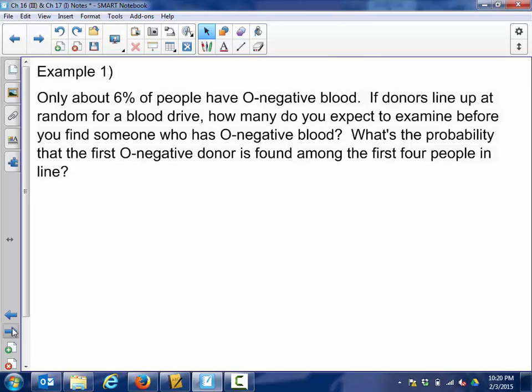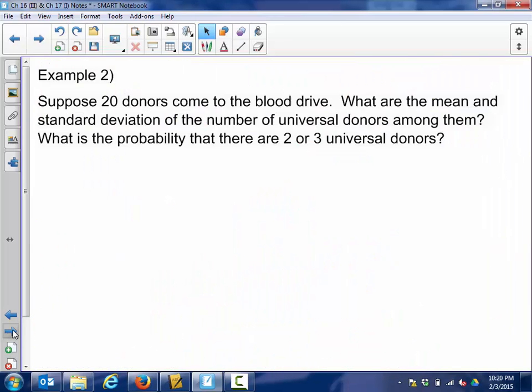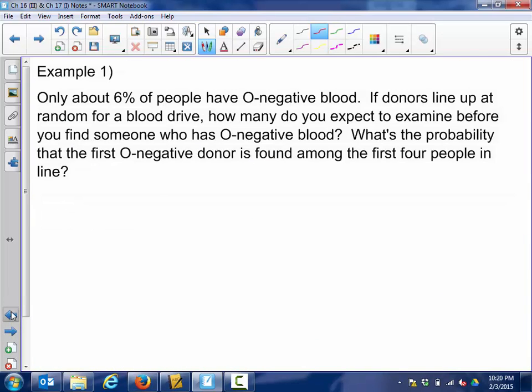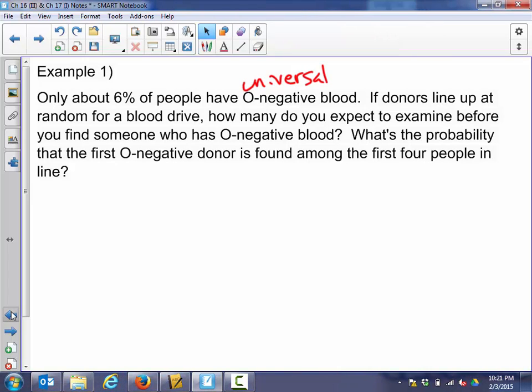Okay, let's see how this works in practice. Only about 6% of people have O negative blood, which is also known as, let me jump forward here, what do we call that? Universal. That is a universal blood type. Only 6% of people have O negative blood. If donors line up at random for a blood drive, how many do you expect to examine before you find someone who has O negative blood?